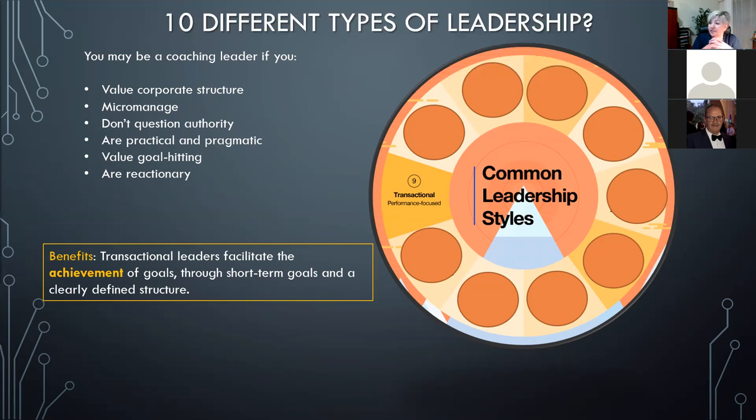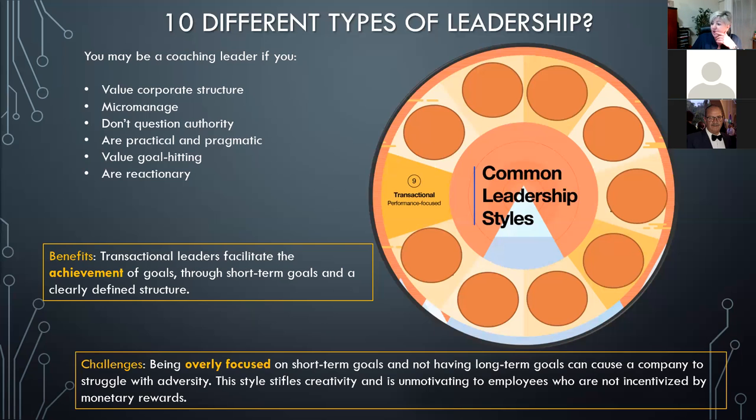So transactional leaders facilitate the achievement of goals through short-term goals and a clearly defined structure. So they are focused on getting the job done, but in short-term goal structures, not in long-term. So this would definitely not be Doc Ant because he is so long-term focused, it's frightening, okay? So being overly focused on short-term goals and not having long-term goals can cause a company to struggle with adversity. This style stifles creativity and is unmotivating to employees who are not incentivized by monetary rewards.